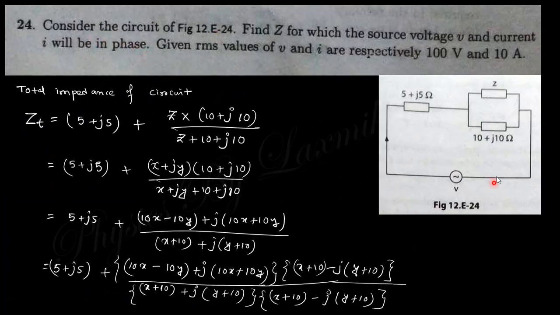Consider the circuit. Find the value of omega for which the source voltage V and the current I will be in the same phase. So the total impedance of this combination, these are in parallel combination, and with that this is the series combination. So the total impedance will be like that.